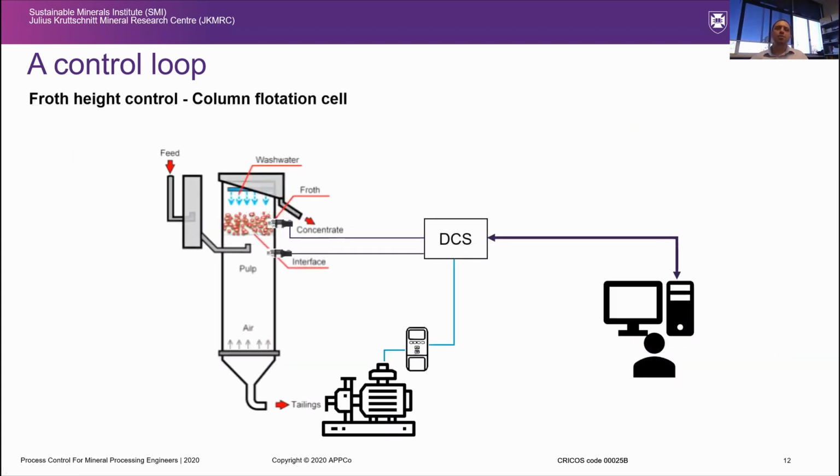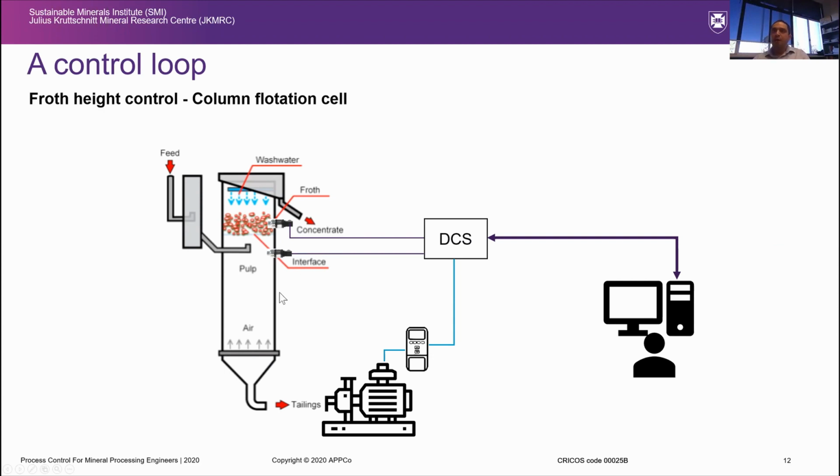Now let's look into one example that is more familiar to the metallurgists. So let's look into the froth height control in column flotation. In column flotation, we have many loops working around the column to try to control it. And this is one of my favorite topics because I was involved in my master's degree to design and develop one of these. That's why I'm using this example.